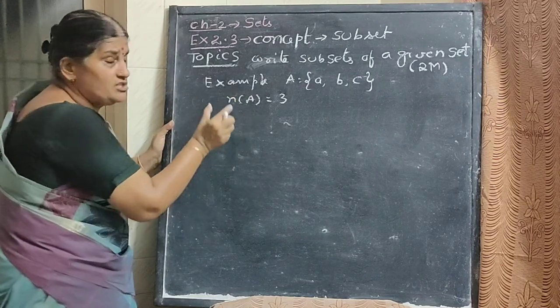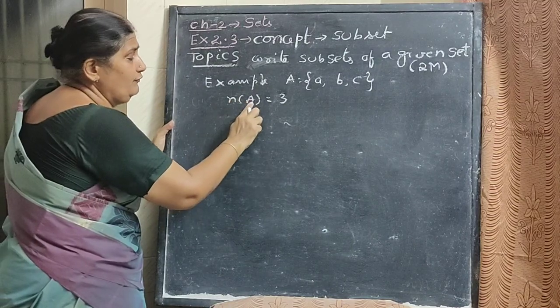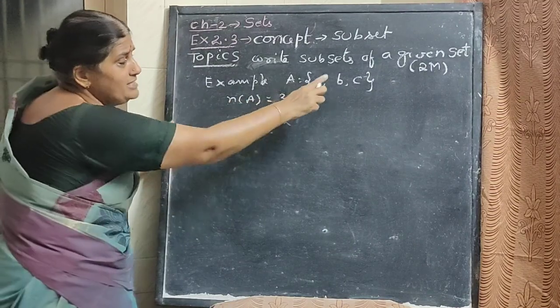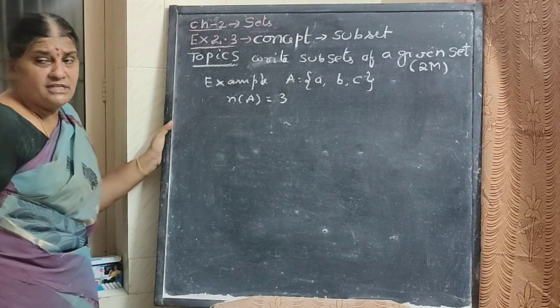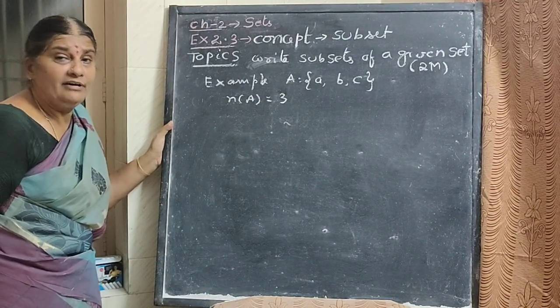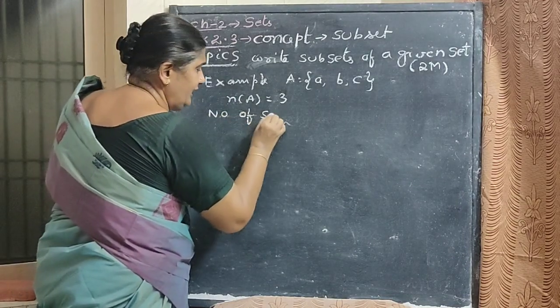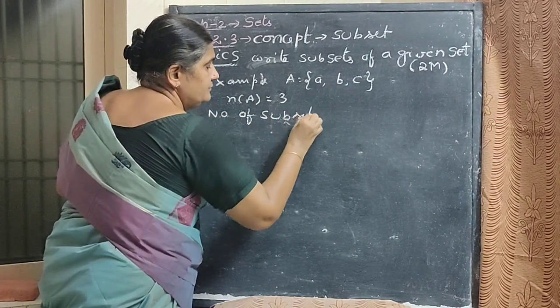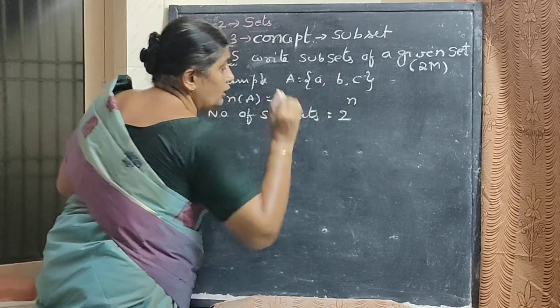So the first procedure, how to write subsets of a given set: you must write down what? The cardinal number. What is the cardinal number? The number of elements in set A, which is equal to 3. So whenever we want to write down subsets, the formula is 2 power n, the number of subsets for any set. The number of subsets formula is 2 to the power of n, not 2n.